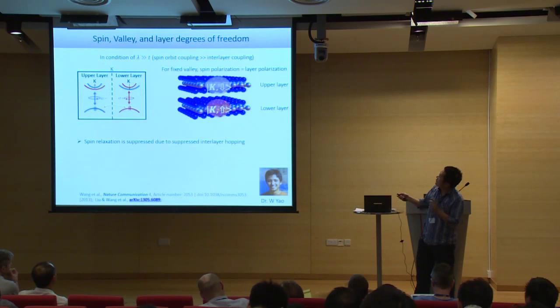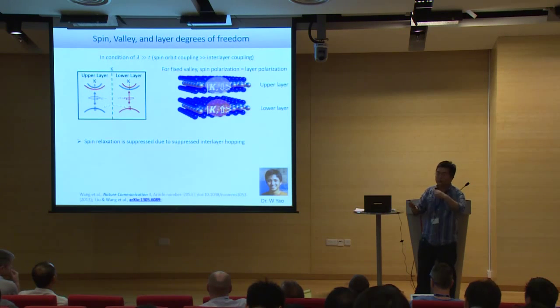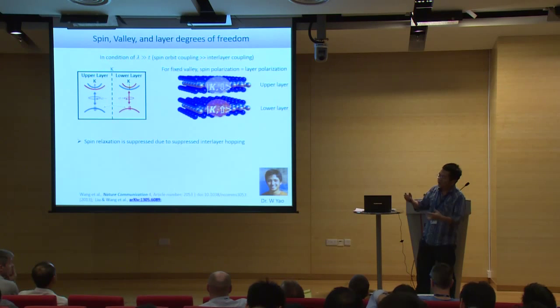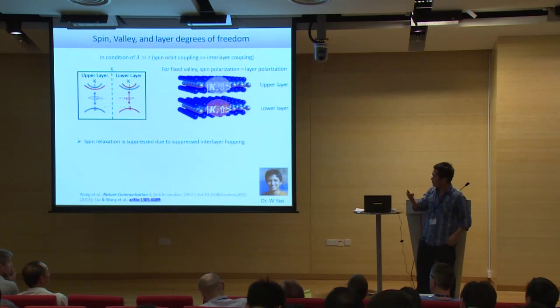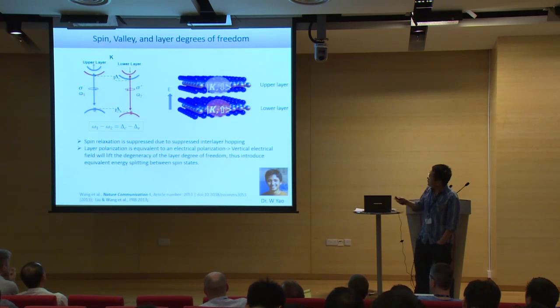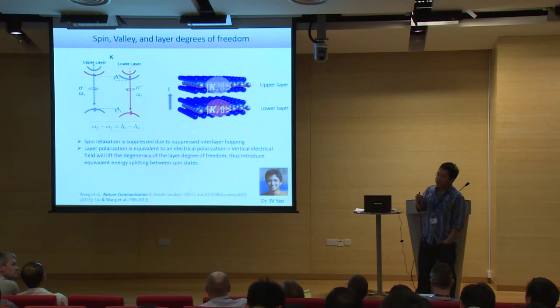And when this spin and layer pseudo spin coupling exists, if we want to flip the hole spin from down to up, we have to flip this layer pseudo spin. So this kind of spin flipping process is strongly suppressed, which means we expect a long spin relaxation time. Okay?